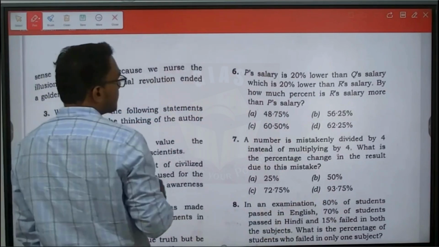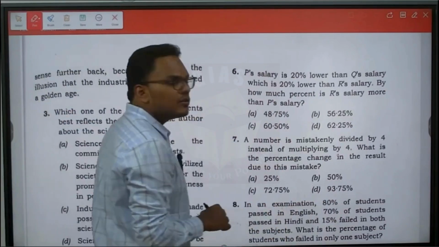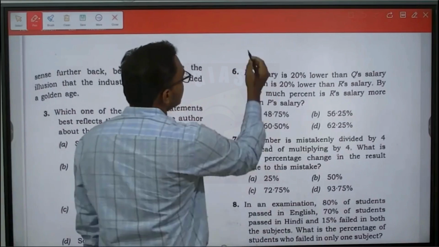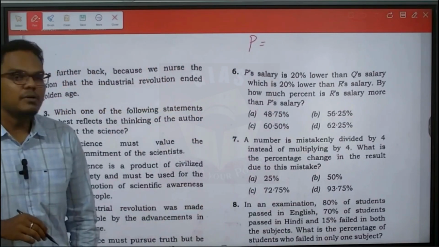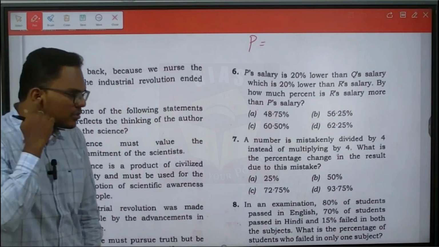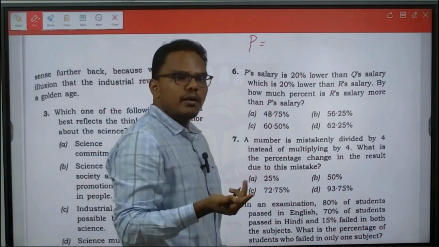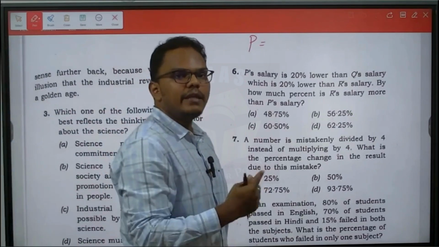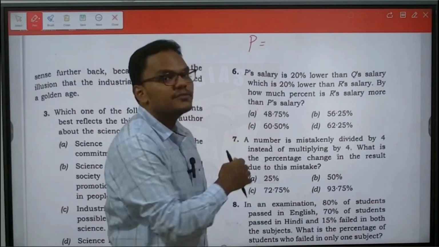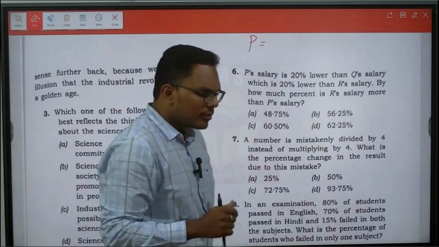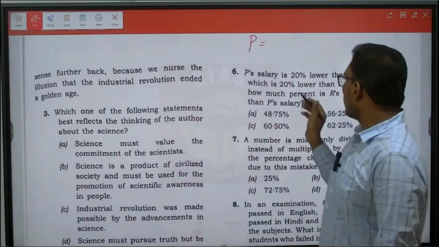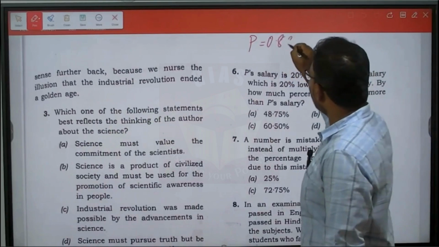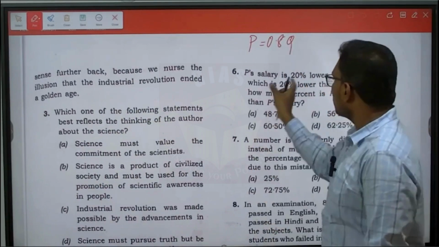Okay, the question is, P's salary is 20% lower than Q's salary, which means what? Let the salary of P be P. Q's salary is 20% lower, so P will receive 80% of what Q receives. Because 20% lower means what? In 100%, if you reduce 20, it's 80, right? So P will have 0.8 of Q. This is what this statement means.